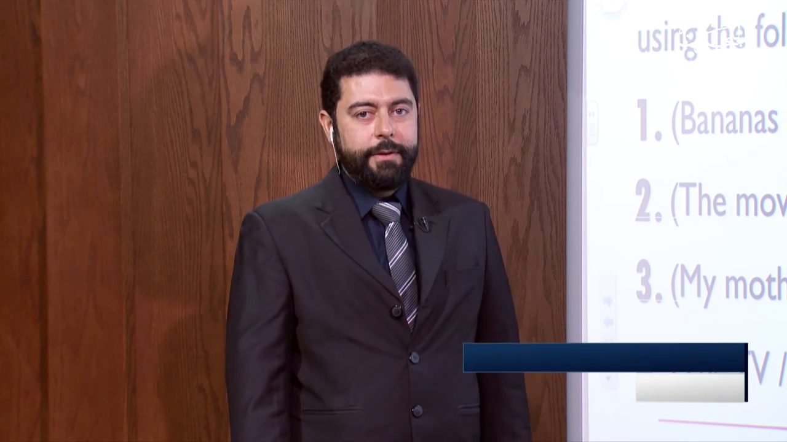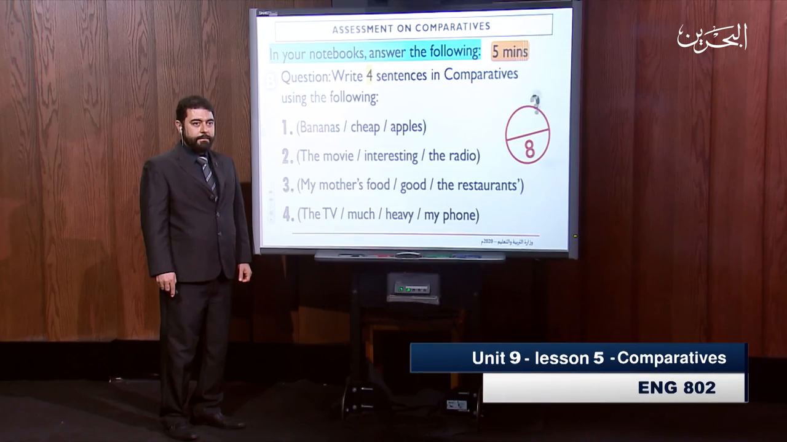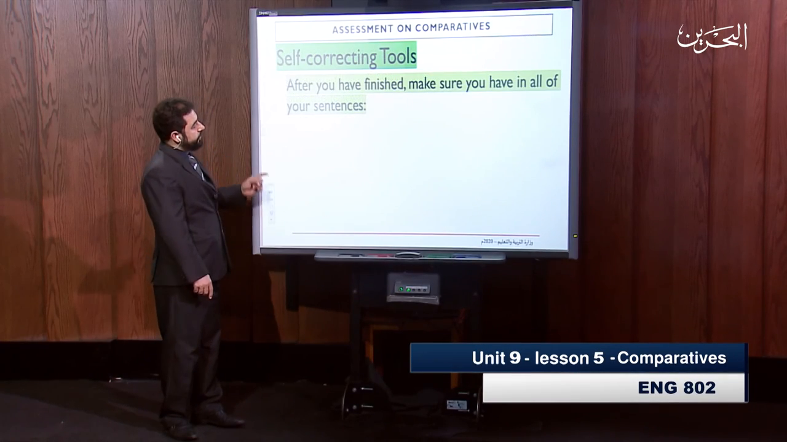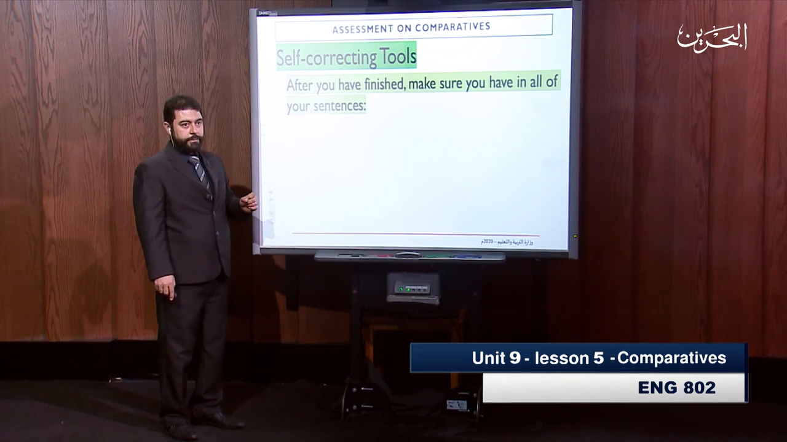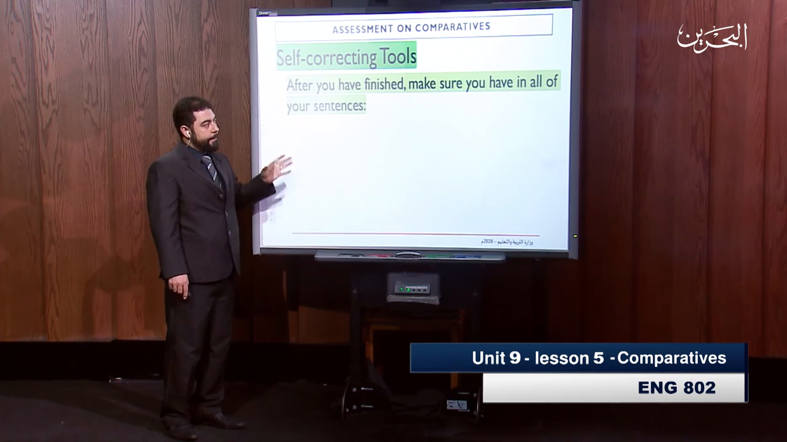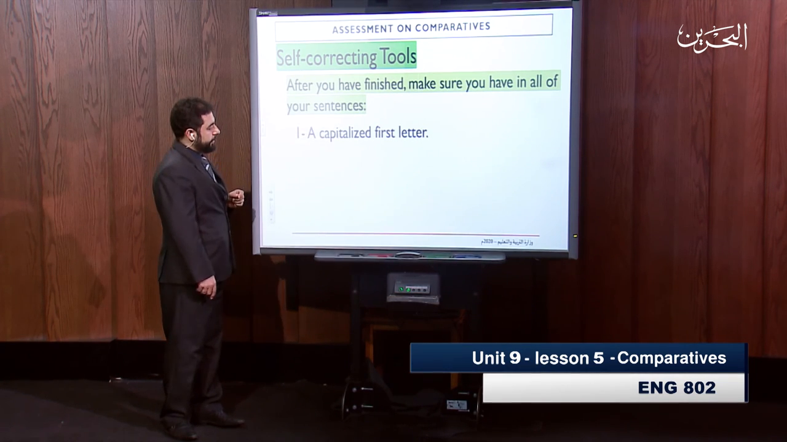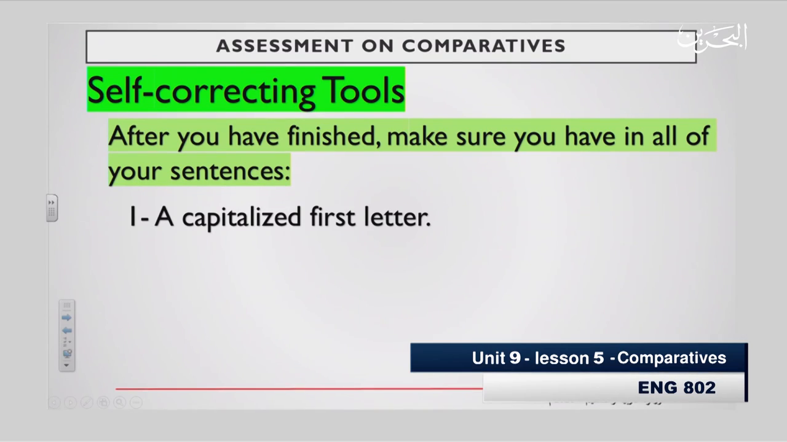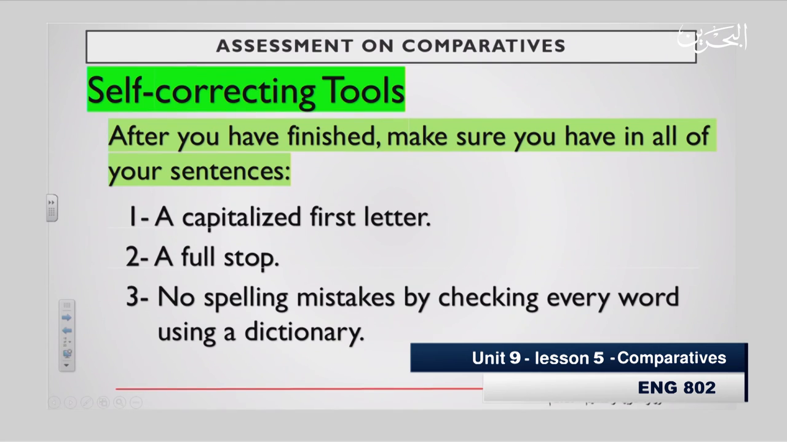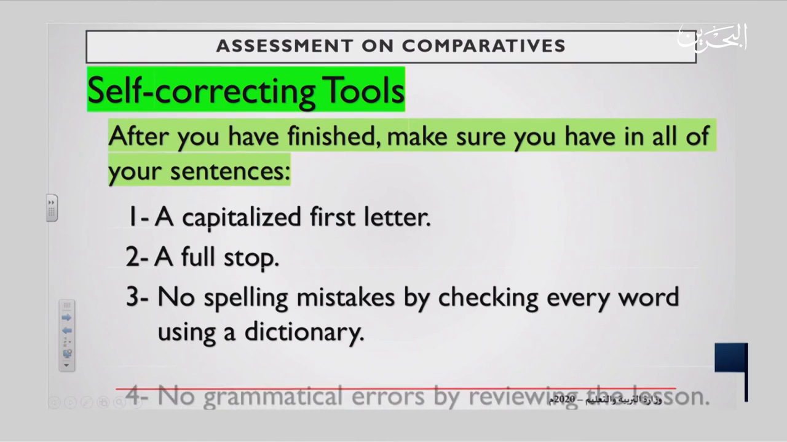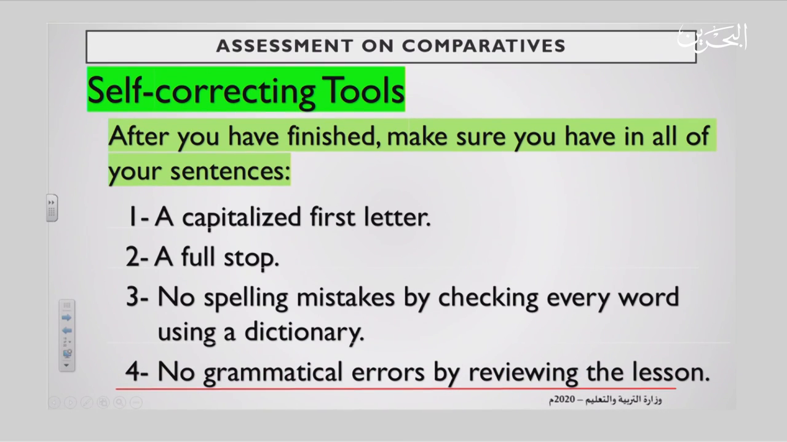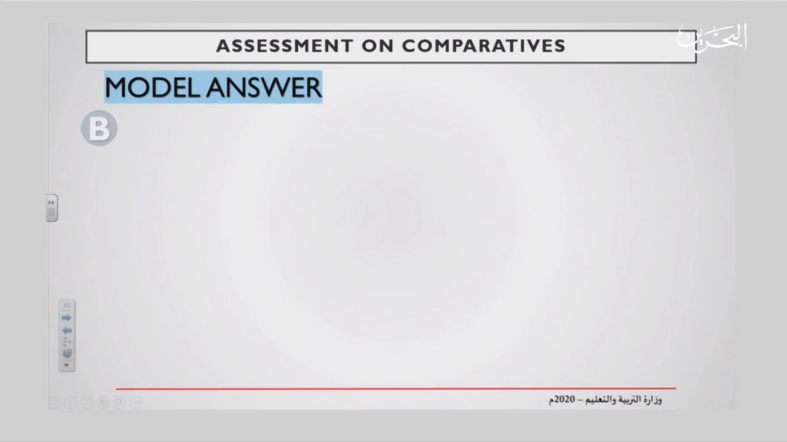All right. Now, let's take a look at the model answer. But before you do that, you have self-correcting tools to use. After you have finished, make sure you have in all of your sentences the following. Number one, a capitalized first letter. Number two, a full stop. Number three, no spelling mistakes, by checking every word using a dictionary. Number four, no grammatical errors, by reviewing the lesson. Now let's move to the model answer and let's check.